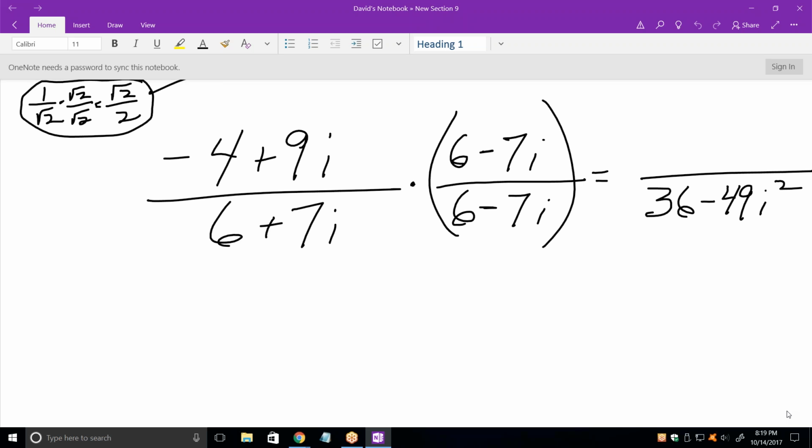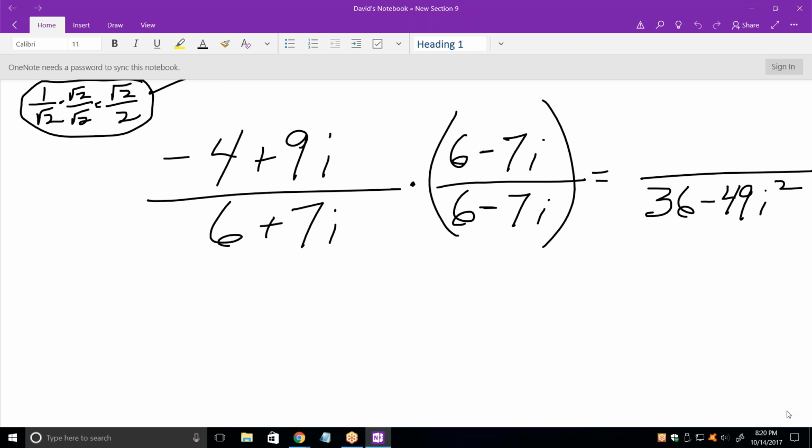In other words, whenever you multiply an imaginary number, a complex number, by its conjugate, it turns into a real number. So as long as I multiply the bottom by 6 minus 7i, then I've got to multiply the top by 6 minus 7i. The only thing you're allowed to do with a fraction is multiply it by 1.